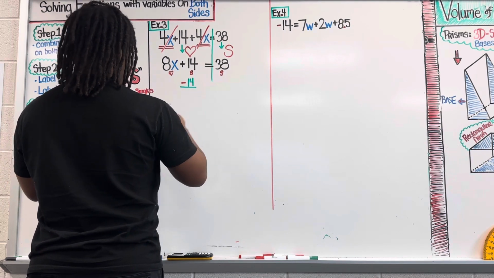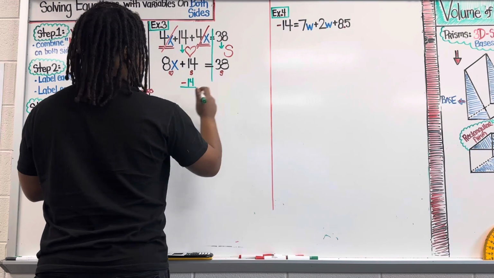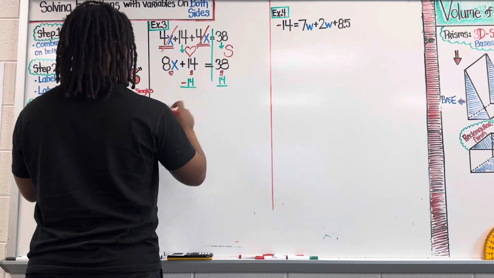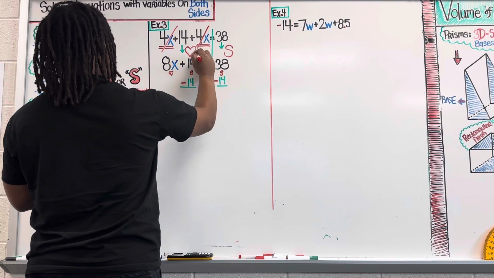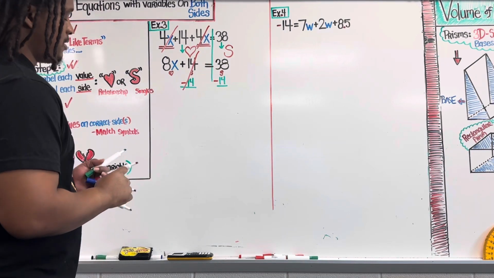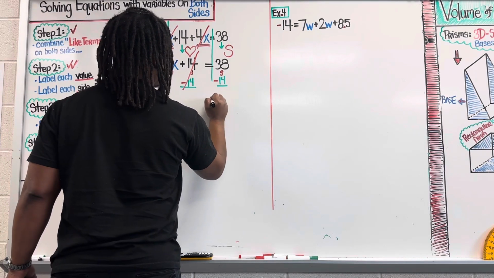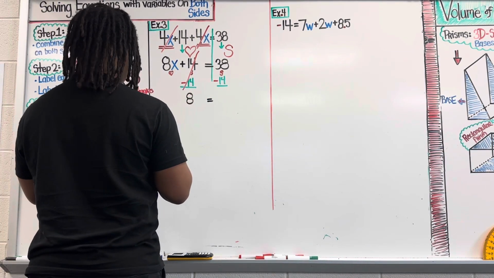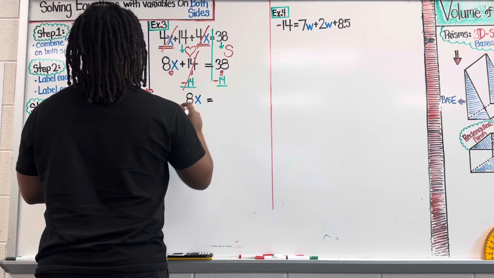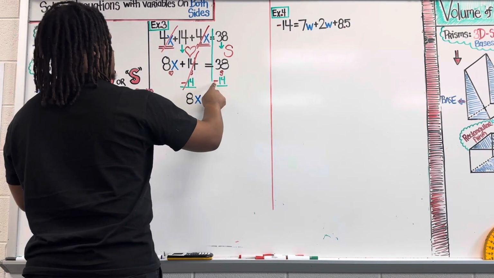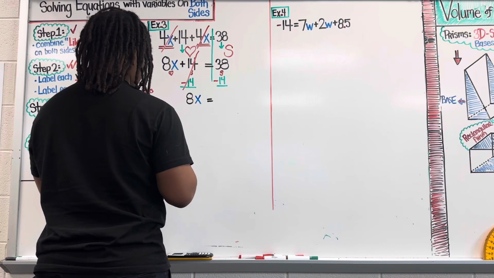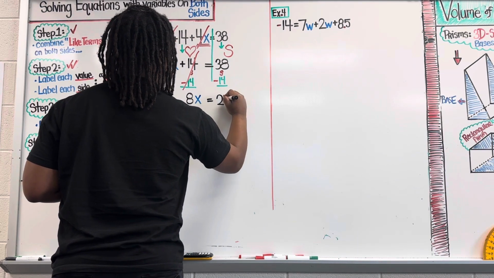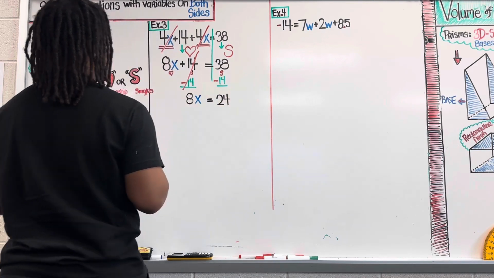on both sides, okay? And then 38 is a like term, so I can subtract 14 from 38. And of course, 14 minus 14 on this side cancels out. So now we're going to rewrite everything. On the left side, I still have 8x equals 38 minus 14, which is 24. Okay, so now we have 8x equals 24.